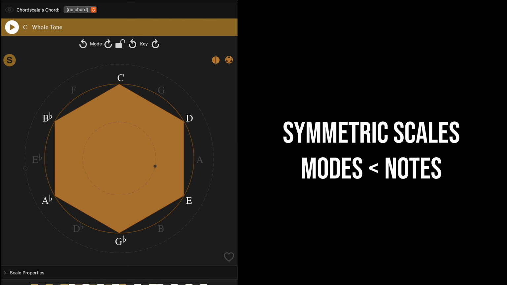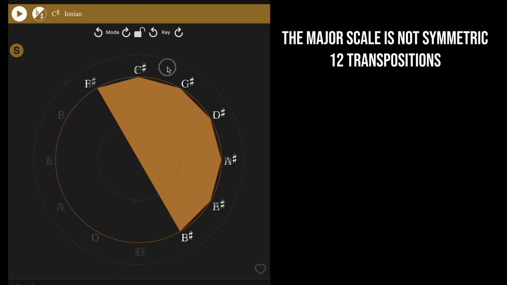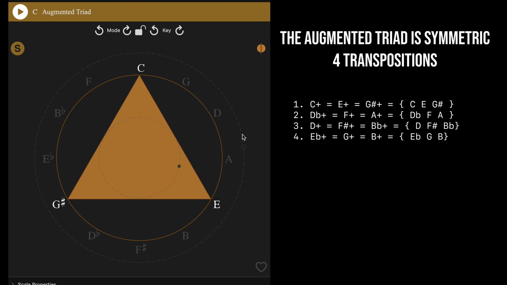Symmetric scales are also known as scales of limited transposition because they produce less than 12 note groupings. Let me show you. If I load the major scale and I rotate the outer circle, I get 12 different sets, one for each root. But if I, for example, load the augmented triad, I only get 4 note groupings.